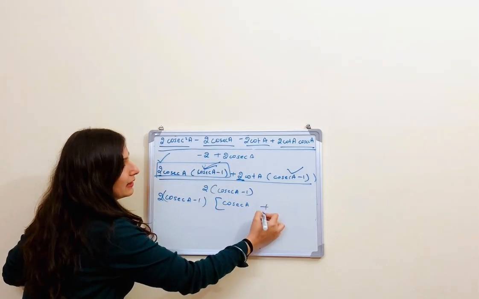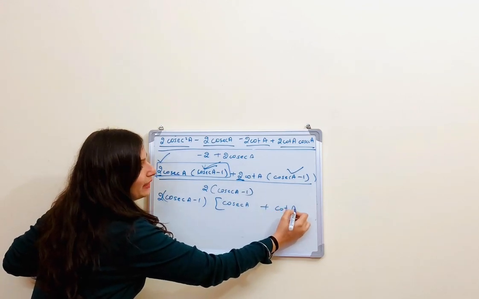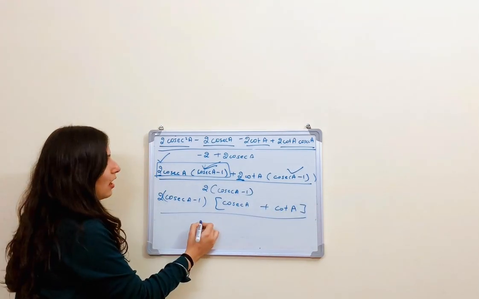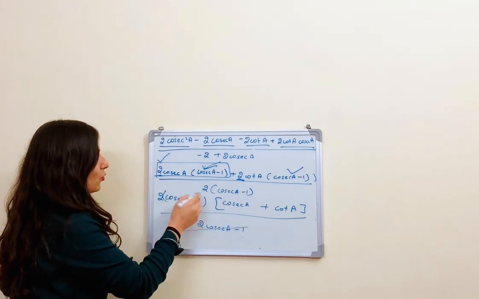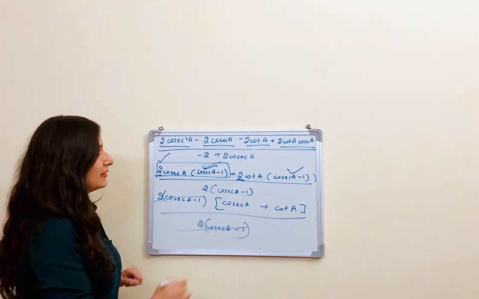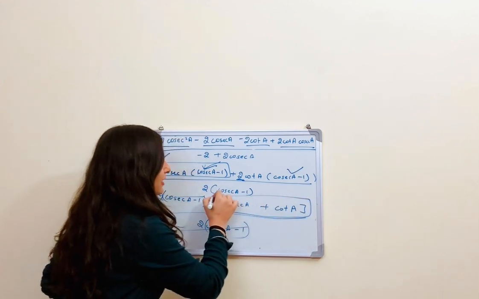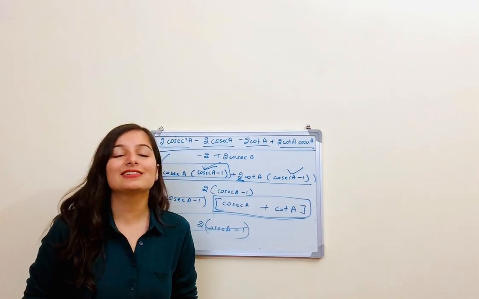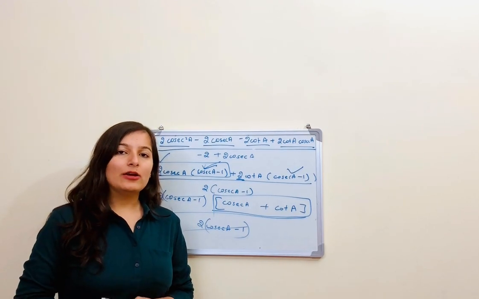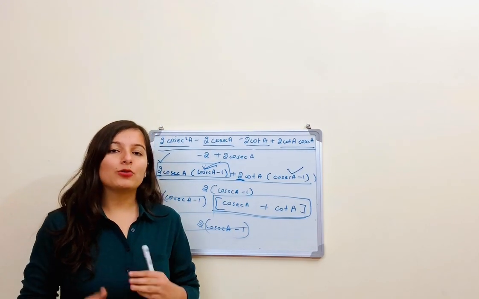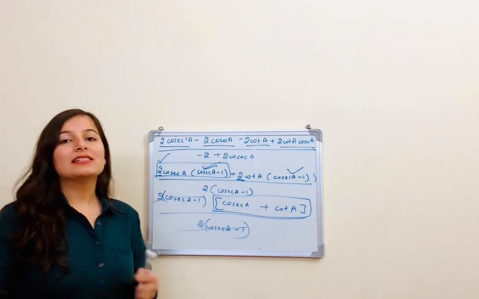In this case, it will be only cot A upon 2 cosec A minus 1. So this whole expression will be cancelled out and we are left with that part which is on the right hand side, that is cosec A plus cot A. So using that identity of 1 plus cot square A equal to cosec square A, we have solved this equation.